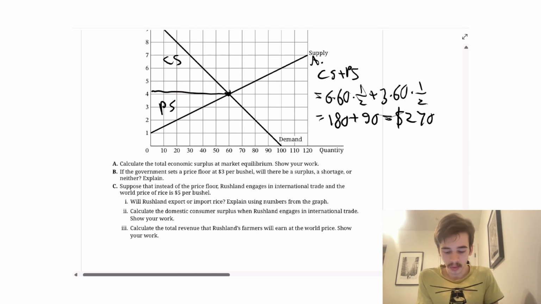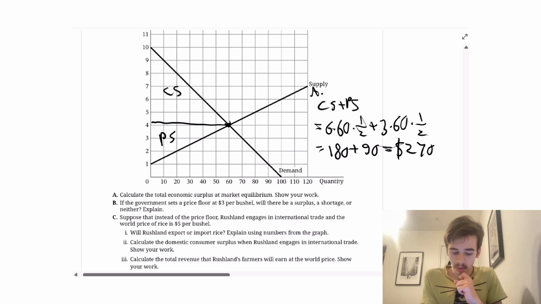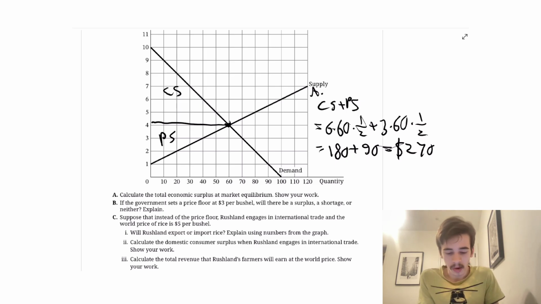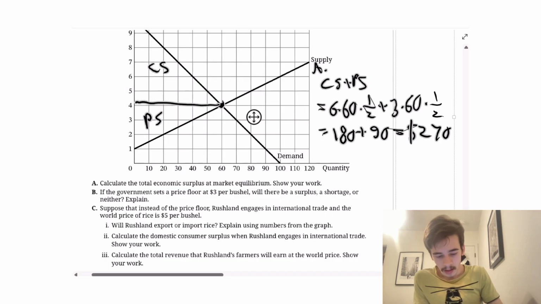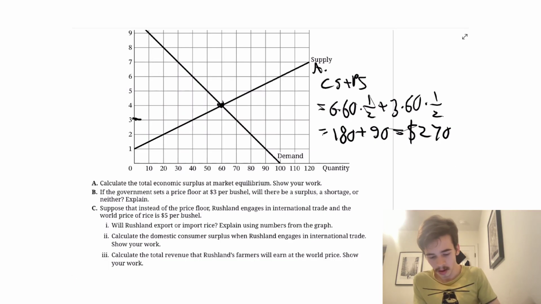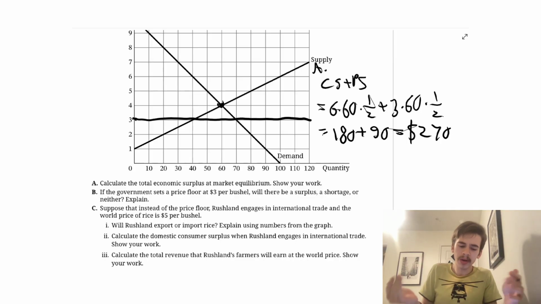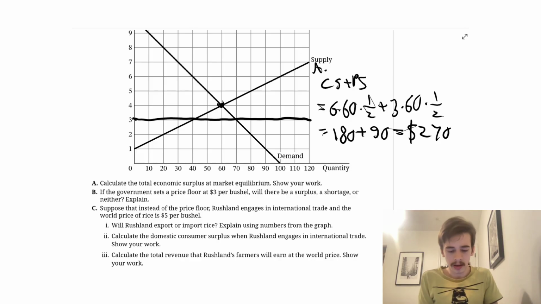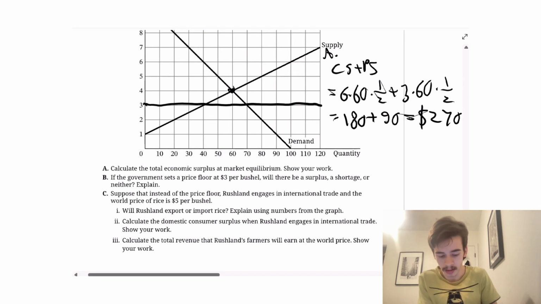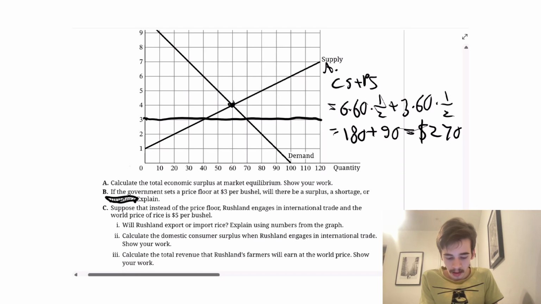Government sets price for $3 per bushel: surplus, shortage, or neither. This one's tricky. College Board tried to throw some people off. If you think about it, you got your government-set price floor. Now, price floor is usually the minimum price, but the equilibrium price is already greater than that. So it's actually a non-binding price floor. So what that does is, well, it actually does nothing. It's just neither. And then you could just explain it the way I just did.